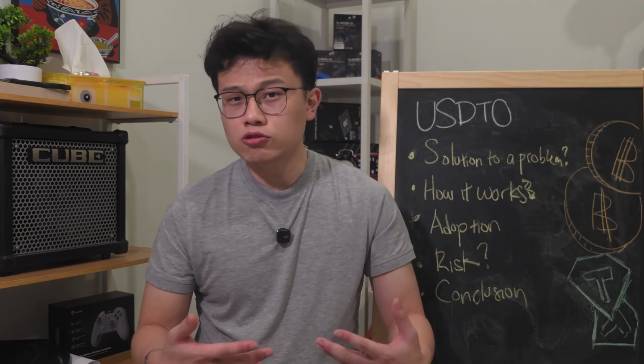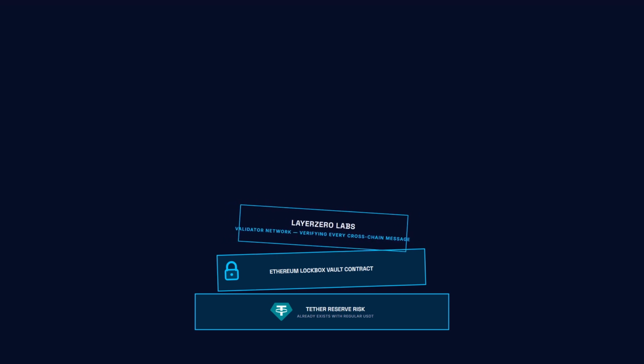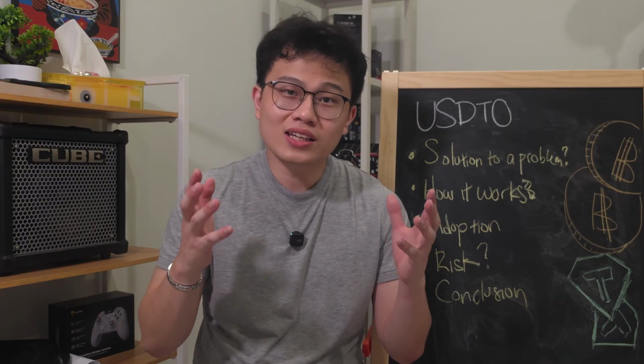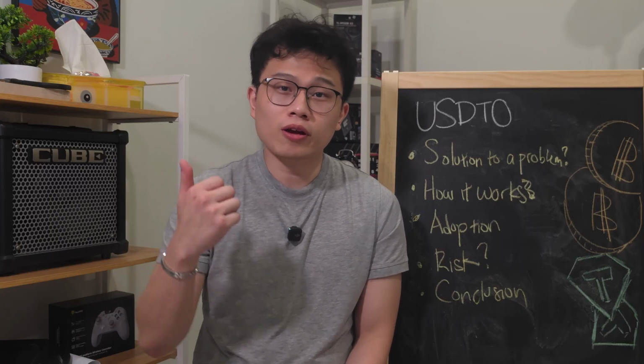That means holding USDT0 exposes you to a stacked trust structure: Tether's own reserve risk, which already exists with regular USDT, plus the security of the Ethereum lockbox vault contract itself, plus Layer 0's validator networks correctly verifying every cross-chain message, plus Everdawn Labs correctly operating the OFT contracts across every supported chain. That's four layers of trust instead of one. Each one is a separate place something could technically go wrong, echoing the same more-moving-parts, more-risk pattern we flagged with USDe and EtherFi on this channel.